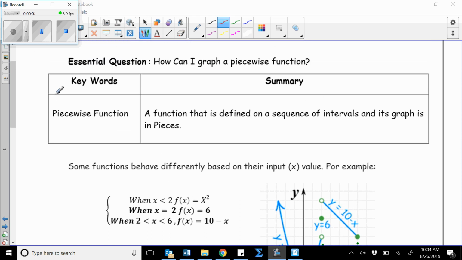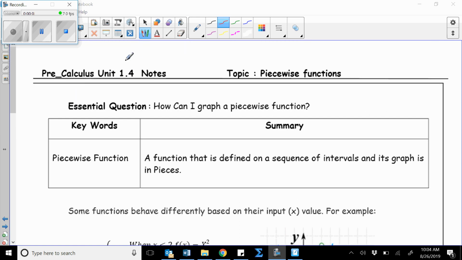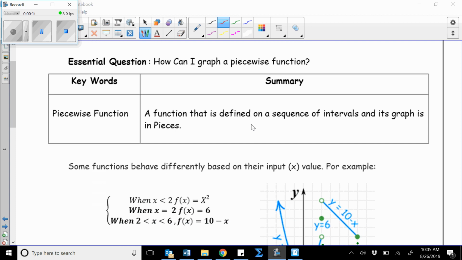Hi everyone. Today we're going to work on 1.4 notes, which is about piecewise functions. We will learn how to graph a piecewise function and also how to write the equation of a piecewise function when we see the graph of that function.